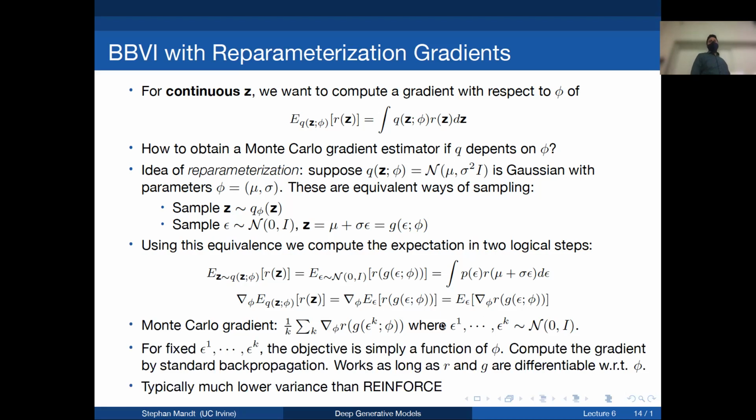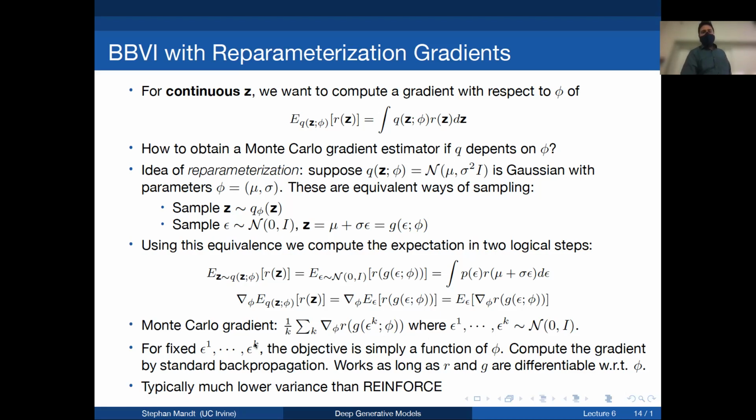Importantly, think about it as follows. You first create a fixed realization of these noises. When you implement this algorithm in a computer, you would first generate epsilon 1 through epsilon k by sampling them from a Gaussian distribution. And then you would put together this objective function, as you see here. This gives you a sum over k terms. And then every term is just differentiated for a fixed epsilon. So now what remains is really that there's no more randomness in there. It's just some function of phi that you differentiate.